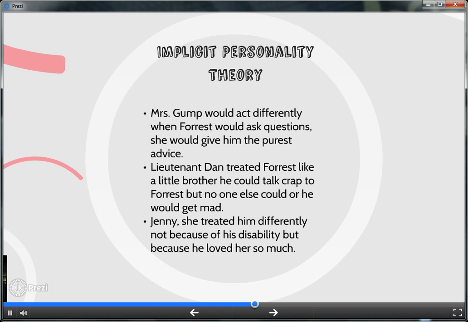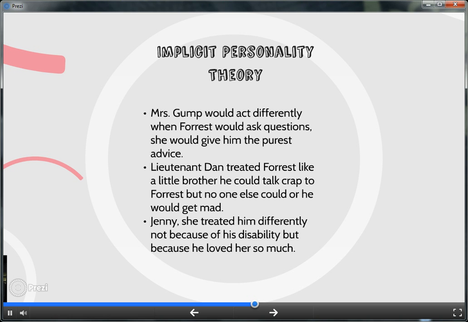In the videos I provided, the first video is Lieutenant Dan defending Forrest when someone called him stupid. The other example I provided is about a minute and 44 seconds into the video, where he's talking to Jenny's grave, and you can just see and feel in the emotion how much he loved Jenny.